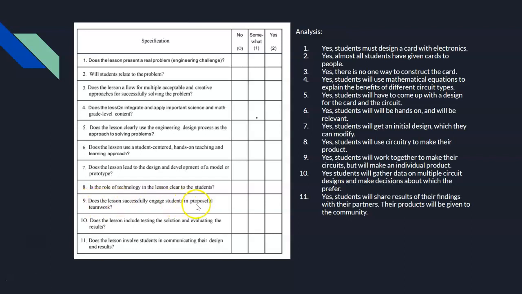Does the lesson engage students in personal or purposeful teamwork? Yep, they're going to have to work with partners in their lab and then eventually design their own individual products. 10, does the lesson include testing the solution, evaluating results? Yeah, we already touched on that a little bit. And then last but not least, does the lesson involve students communicating their design results? Yep, they're going to be giving their products to people in their community, and they're going to share the results of their findings with their partners and their group members.